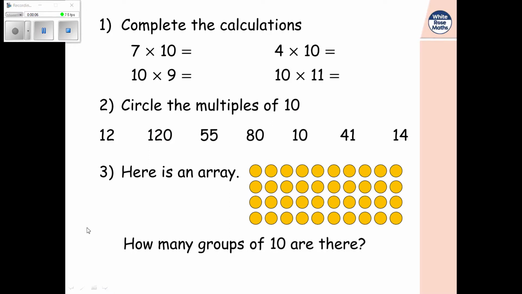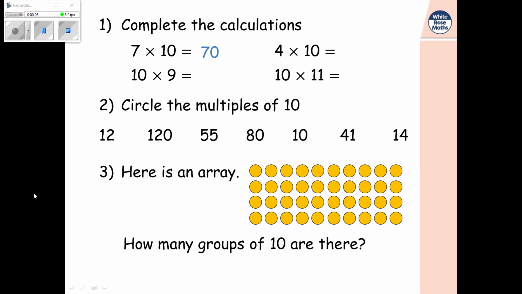So again, very similarly to our 2s and 5s, we're now looking at our 10s. Complete the calculations. Well, you know we're counting in our 10s today, so put 7 fingers up and count in your 10s for me. Let's do this one together. 10, 20, 30, 40, 50, 60, 70. Now can you try the next few all by yourself?